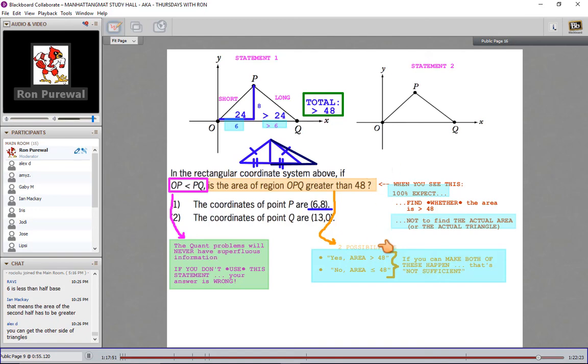If you know that you're trying to figure out just greater than 48 or not, you're going to get this problem right. It's totally going to happen. It's very straightforward. It's not tricky. It's not disingenuous. They're not trying to misdirect you. If you have the right goal, you're going to get it right. Smiley face, if that makes sense.